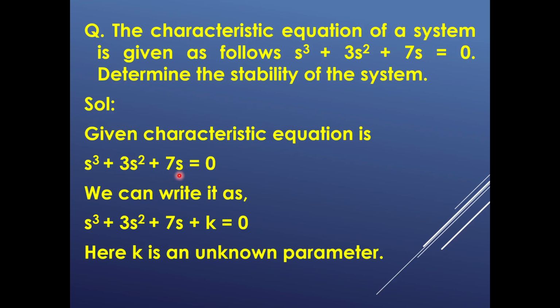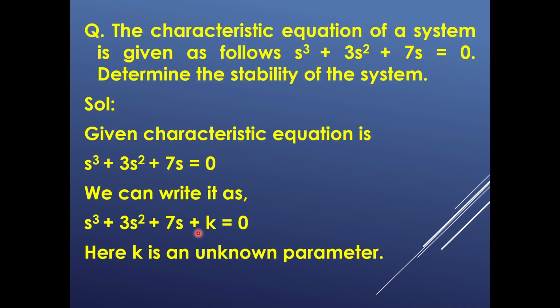So whenever a characteristic equation is given, if the constant term is missing, then you can simply assume some notation for that constant term, and you can rewrite this characteristic equation as s cube plus 3s square plus 7s plus some constant unknown parameter k is equal to 0. I have assumed k as the unknown parameter here. The coefficient of k is s power 0, that is nothing but 1. So this is our characteristic equation now, that is s cube plus 3s square plus 7s plus k equal to 0.